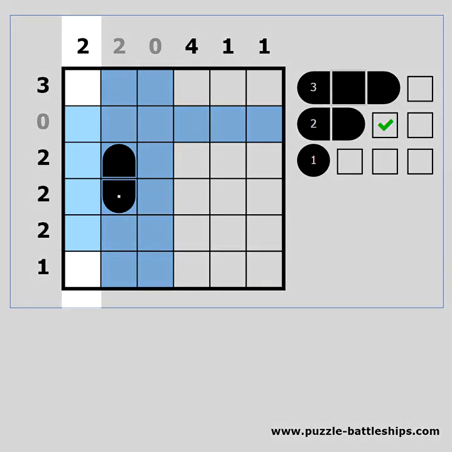We should have two black cells on this column. And there are exactly two empty cells. They should be black.